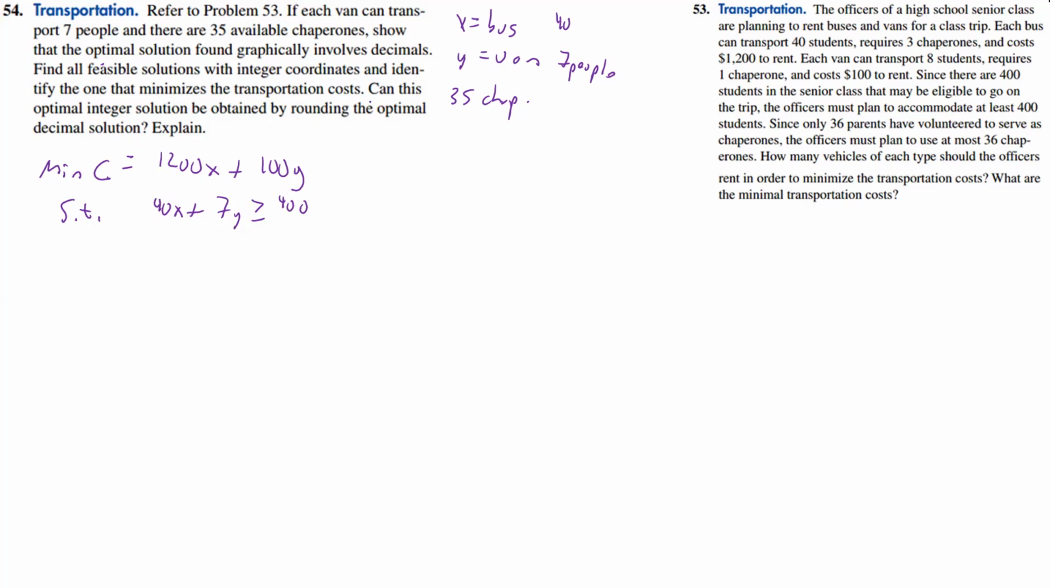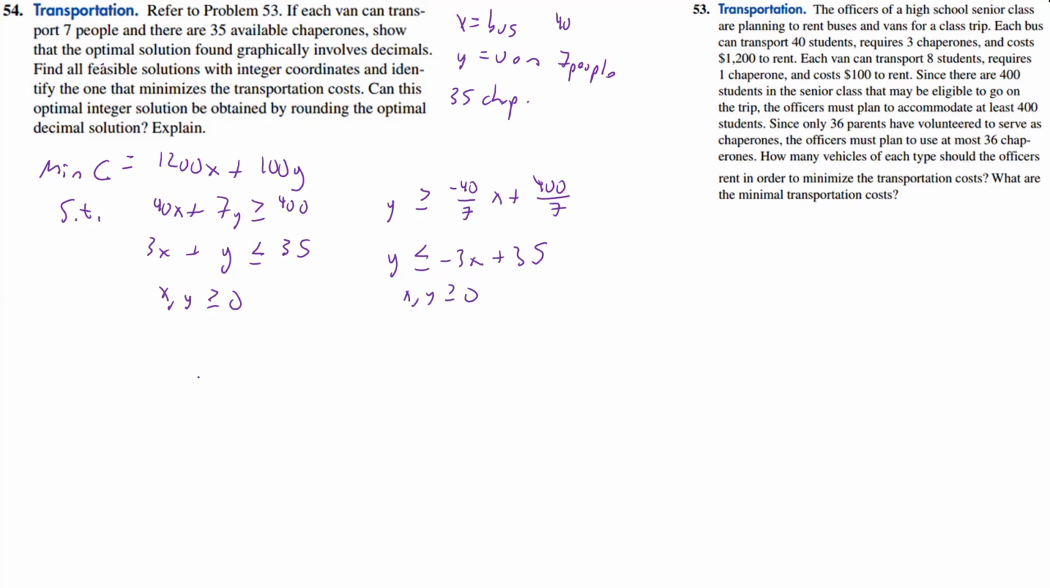And then the last one is the chaperones. There are 3 chaperones per bus, so that's 3x, plus only one for the van, so that's y. And that has to be less than or equal to, and now we have only 35 and not 36. And x and y have to be greater than or equal to 0 because that's the only way it works. All right, so now we solve. So y is greater than or equal to minus 40 over 7 x plus 400 over 7. Here we have y is less than or equal to minus 3x plus 35. And we still have, of course, our x and y greater than or equal to 0.